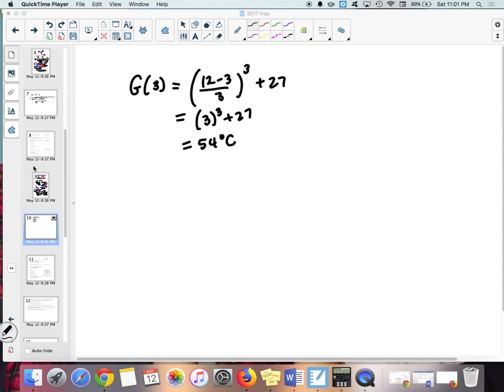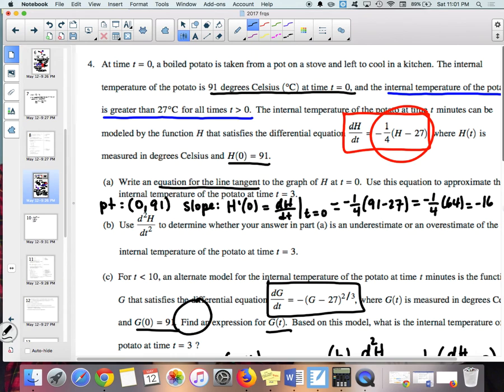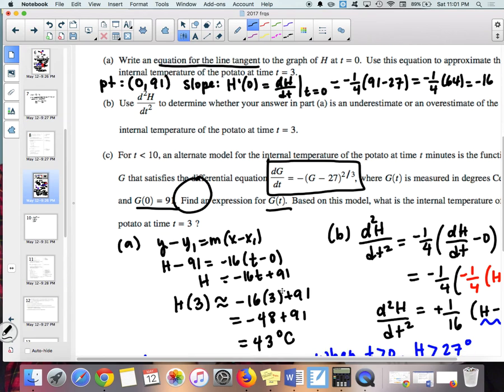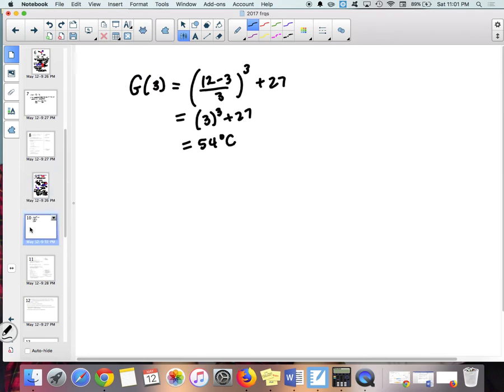And so that's what it was asking when it said, find an expression for g of t based on this model. What is the internal temperature at time t equals 3? So previously we had an approximation that was 43 degrees Celsius. And we just found that based on another model, it should be closer to like 54 degrees Celsius. Okay, so let's go ahead and do the next problem as well.